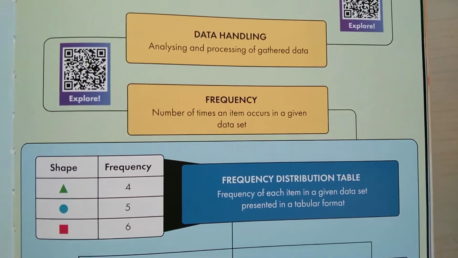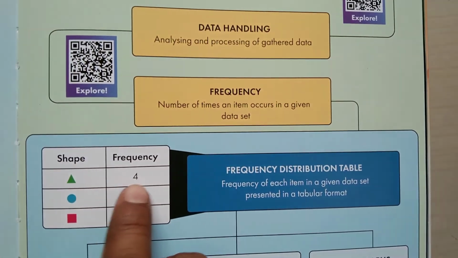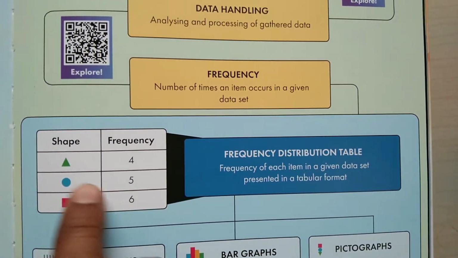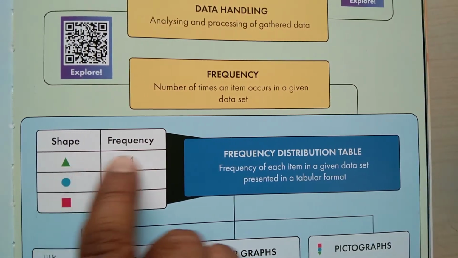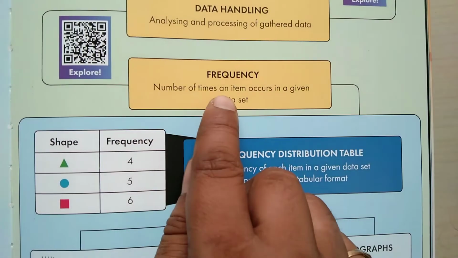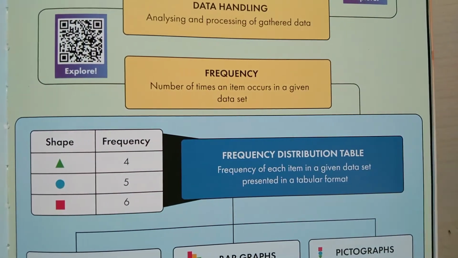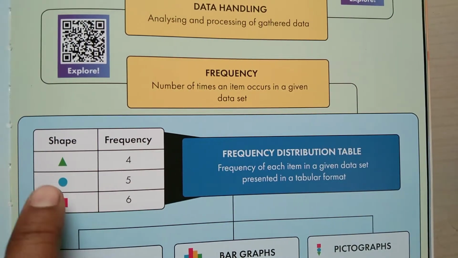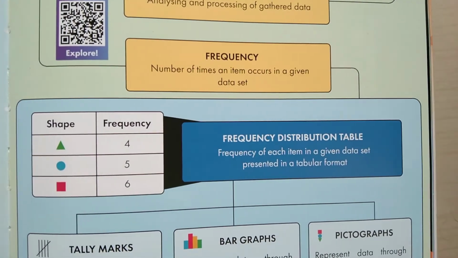For example, if you observe the previous case, how many triangles do we have? We have 4 triangles, 5 circles and 6 squares. Okay, so what is the frequency count of the shape triangle? 4. I mean the number of times an item occurs in a given data set. So this is our frequency distribution table. The frequency of each item in a given data set is presented in tabular form, right?